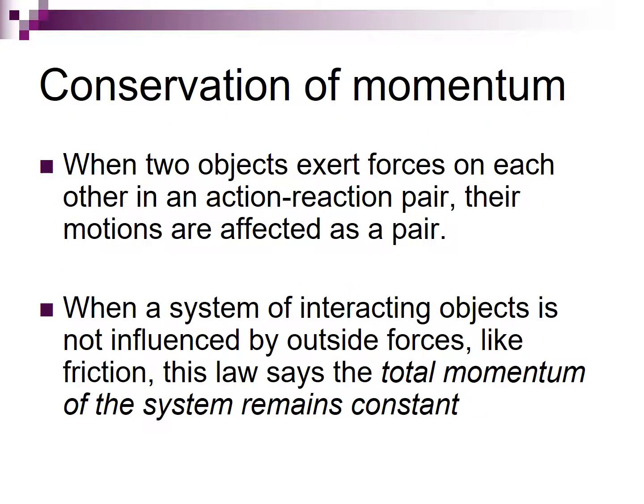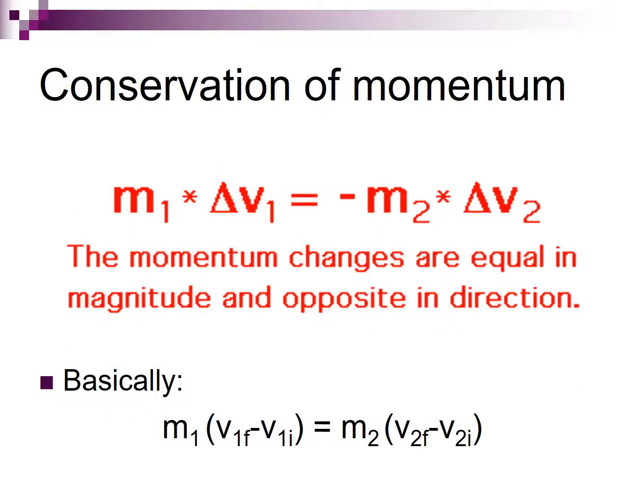So when two objects exert forces on each other in an action-reaction pair, their motions are affected as a pair. So remember, when we were dealing with forces, we're dealing with two things, not just one. And so the law says that the total momentum of the system remains constant. So, for example, on the left we have m and v. The momentum on the left or on the opposite side has to equal the other side, mv.